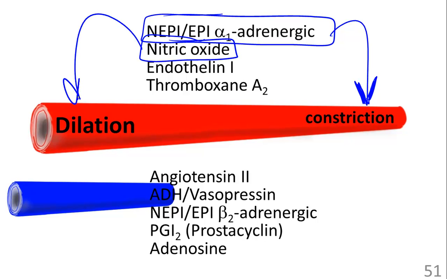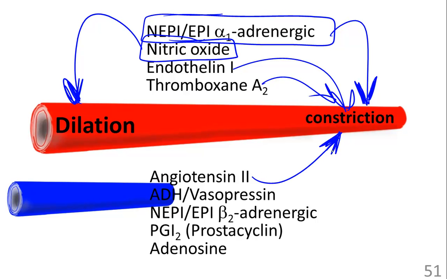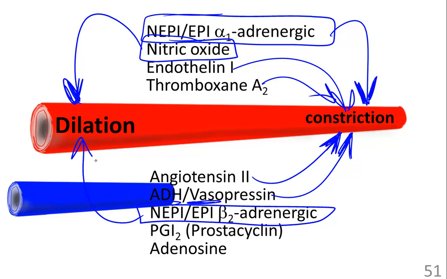Nitric oxide, for the most part, causes vasodilation of both arteries and arterioles and veins. Endothelin-1, thromboxane A2, both of those, I believe, are vasoconstrictors. Ang2 is a potent vasoconstrictor. ADH, also known as vasopressin, is obviously a vasoconstrictor. Norepinephrine and epinephrine, when they bind to beta-2 adrenergic receptors, actually then act in vasodilation. That's usually limited to certain vascular beds like the heart and skeletal muscle. So that's not very widespread.